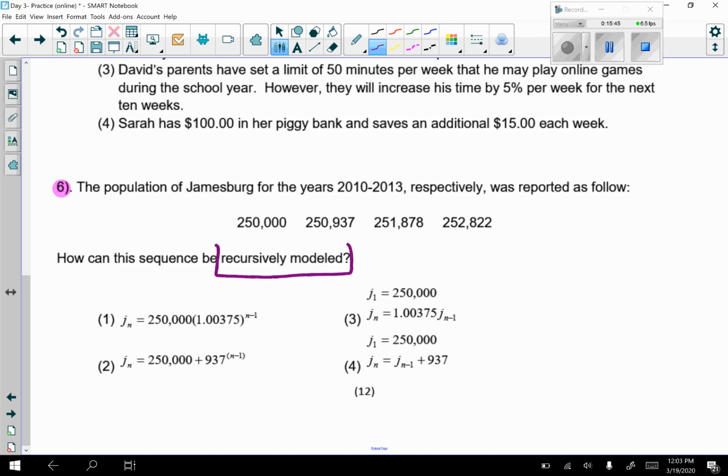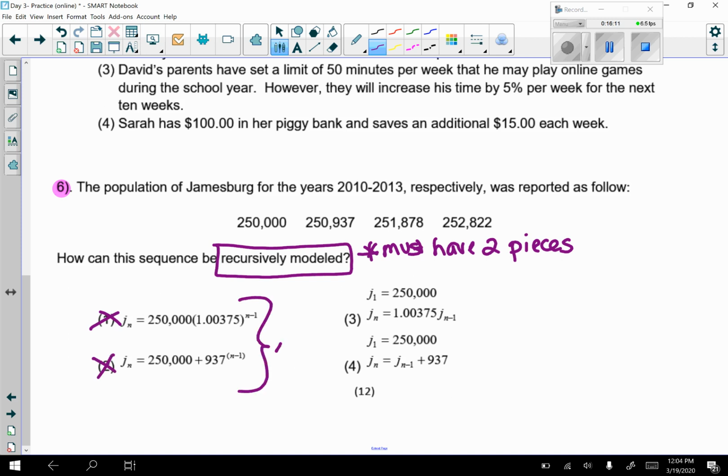So remember, if I'm doing a recursive sequence, that means I must have two pieces. I have to have a starting term, and I have to have a formula using the previous term. So which two do you think we're going to cross off? We should be crossing off 1 and 2. These are explicit formulas. Now I'm going to look at choice 3 and 4. They both give me the correct starting term, and they both use the previous term in the formula.